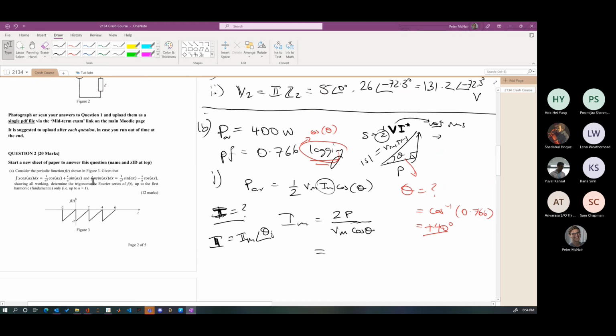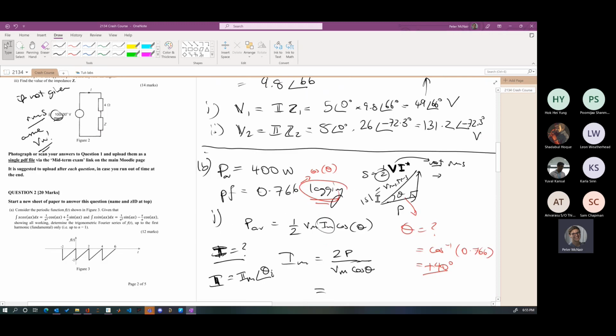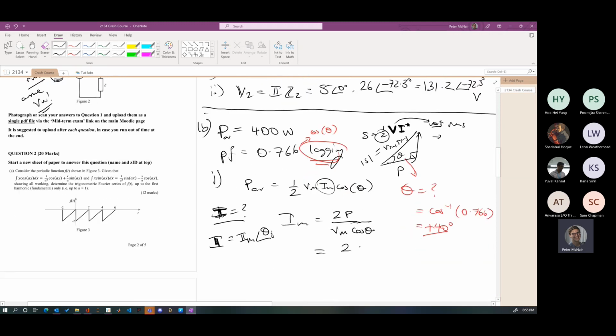Now for Vm, if you don't get given that it's RMS, just assume this is the maximum value. So we're going to use Vm equals 100. So the values we're subbing in are 2 times 400 watts on 100 volts times 0.766. And this should give us an answer of 10.44 amps.